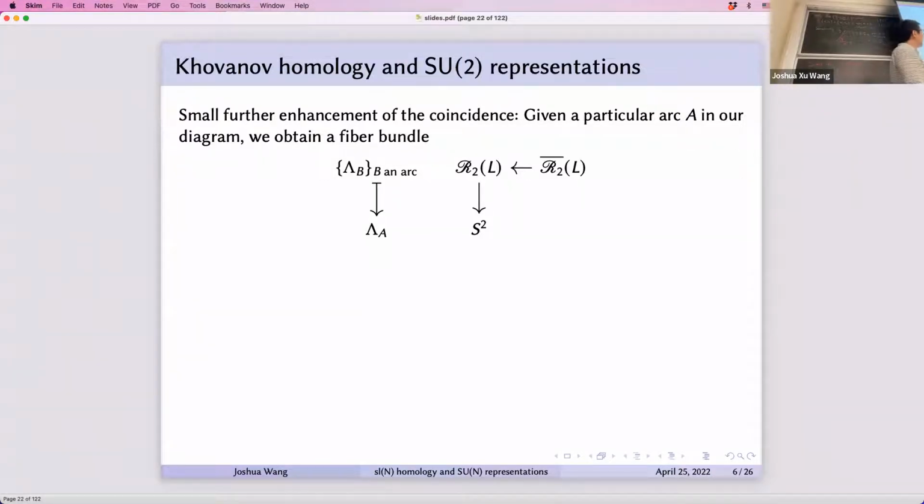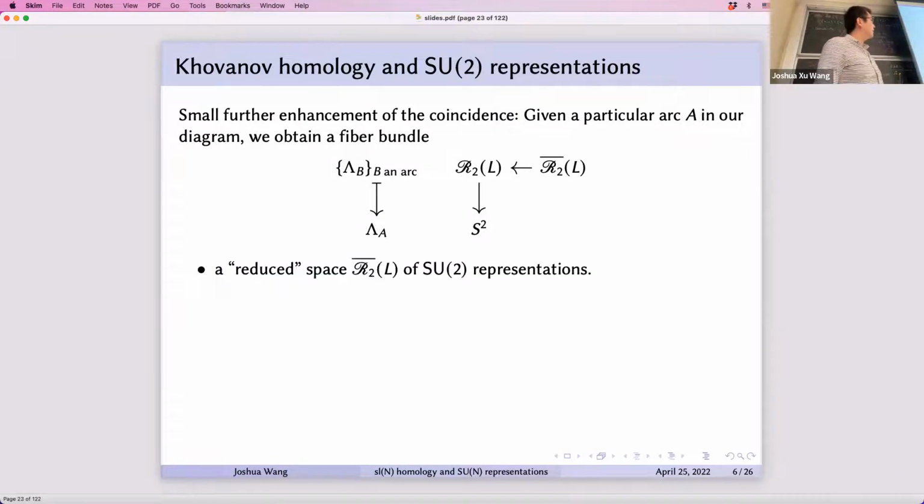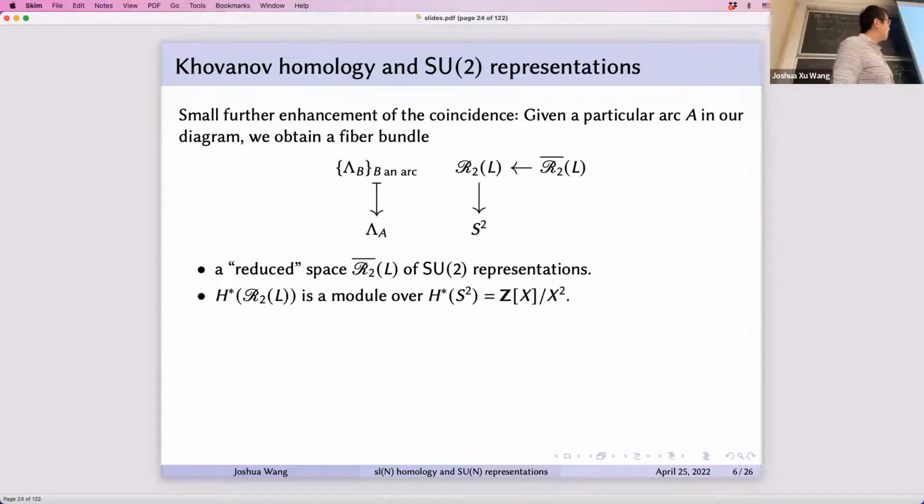You can look at the fiber over your favorite point in the two sphere, and we'll call that R2 bar. I'll think of it as a quote unquote reduced space of SU2 representations. And then from this topological map from the representation space to S2, we get an induced map on cohomology going the other way, which makes the cohomology of the representation space into a module over the cohomology of the two sphere. If you're familiar with Khovanov homology, these two pieces of data might start to sound familiar.